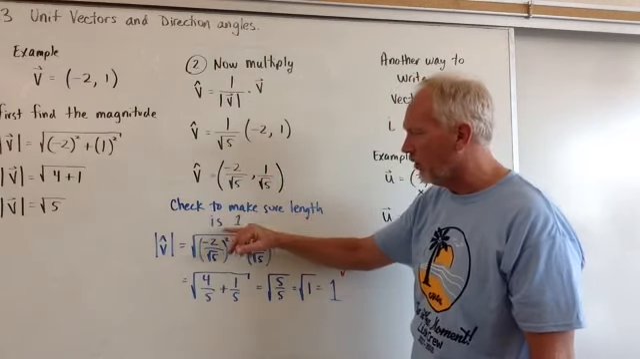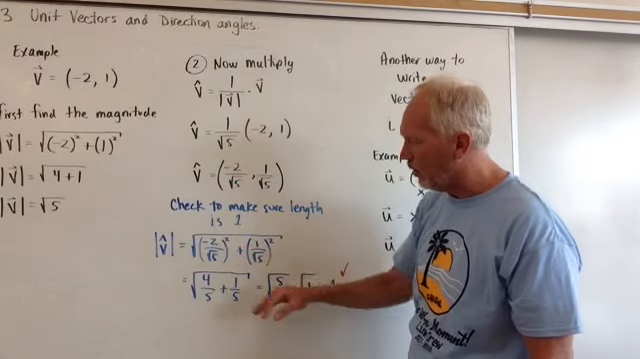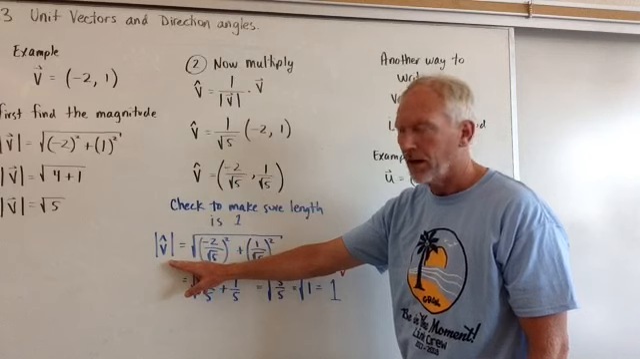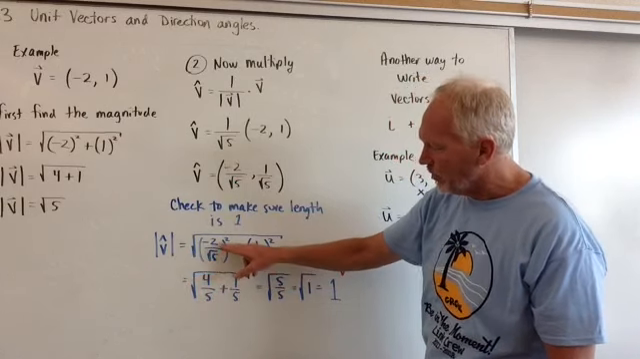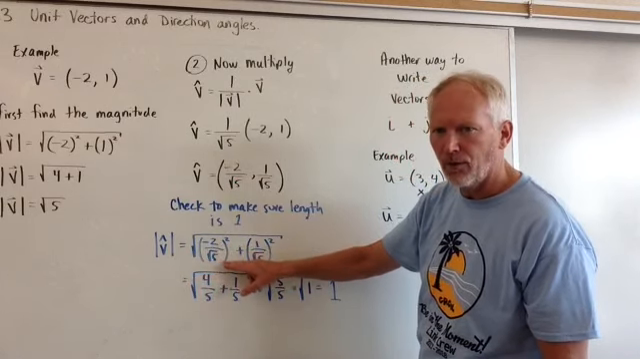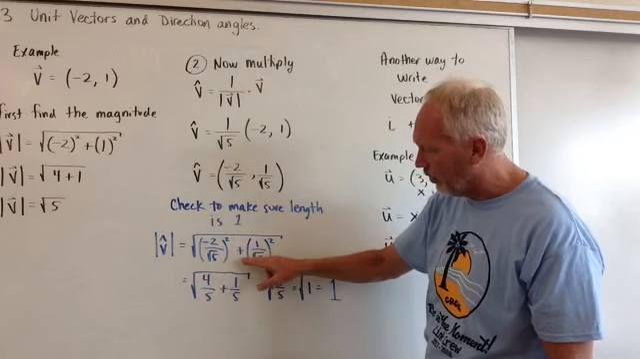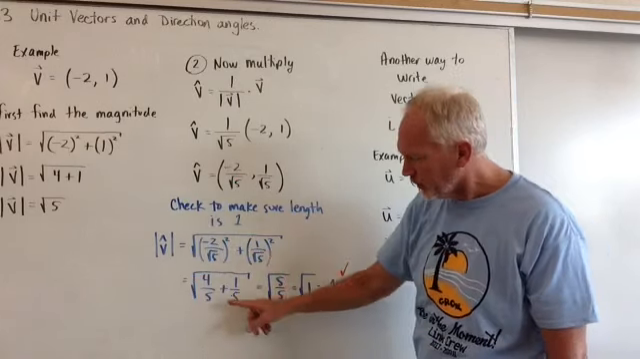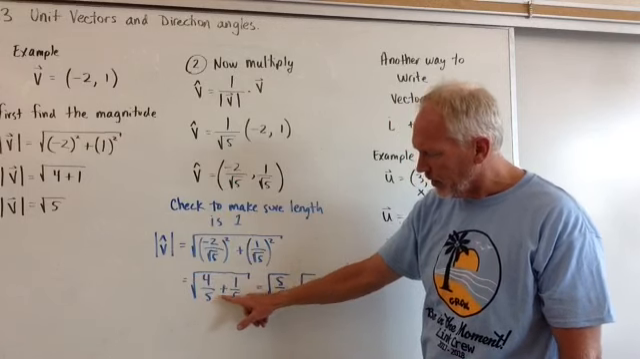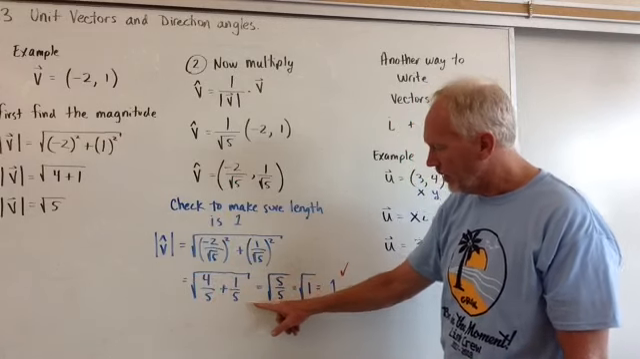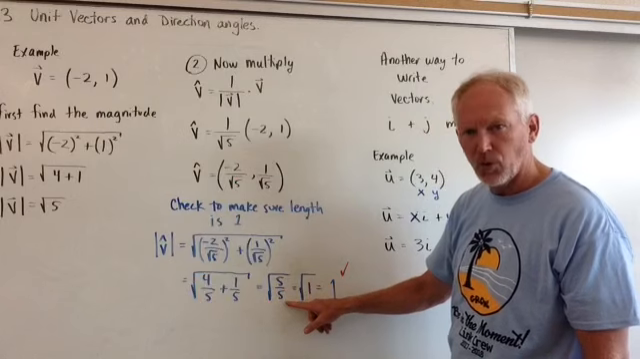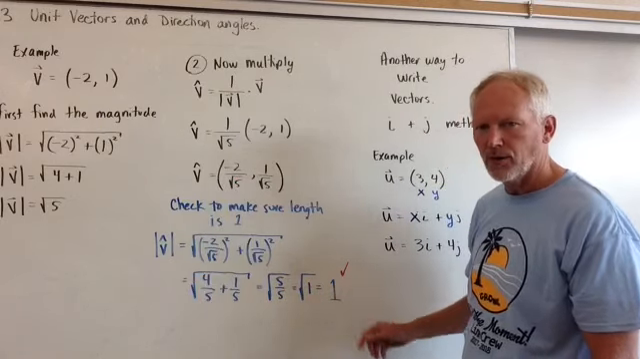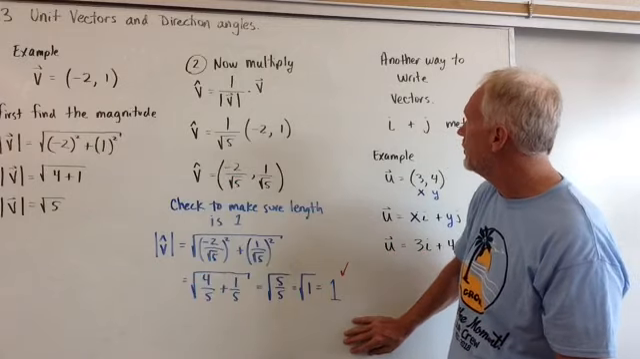Now, we want to check to make sure that the length is 1. How do we know it's 1? Well, we go back and take the magnitude of the unit vector. So if we take negative 2 over the square root of 5 squared, plus 1 over the square root of 5 squared, we get 4/5 plus 1/5, which is 5/5, or the square root of 5/5, which is the square root of 1, which is 1. So yes, check, it works.